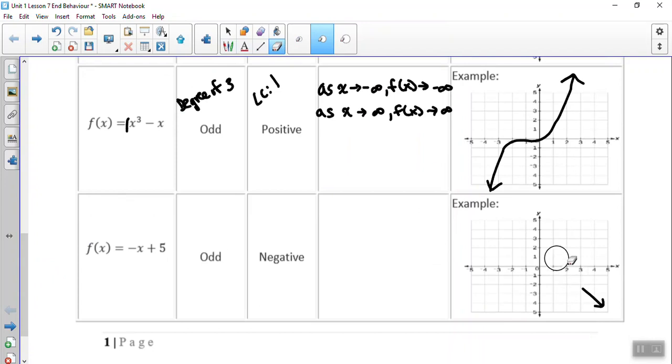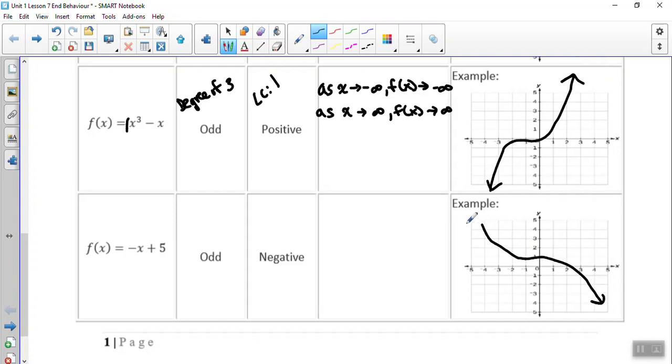Finally, the last one, my last type of end behavior. Again, we only have 4 types of end behaviors for functions. We have an odd negative. What that means is we have 2 different end behaviors, so they're going to be in opposite directions. But since it's negative, it's going to eventually go down like this. So it's going to start at the top and then go down.